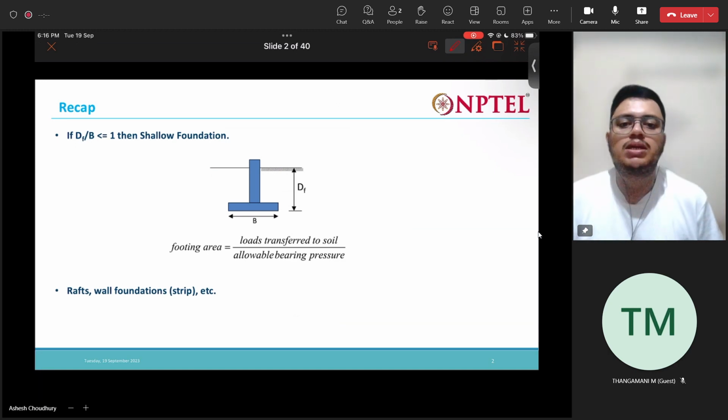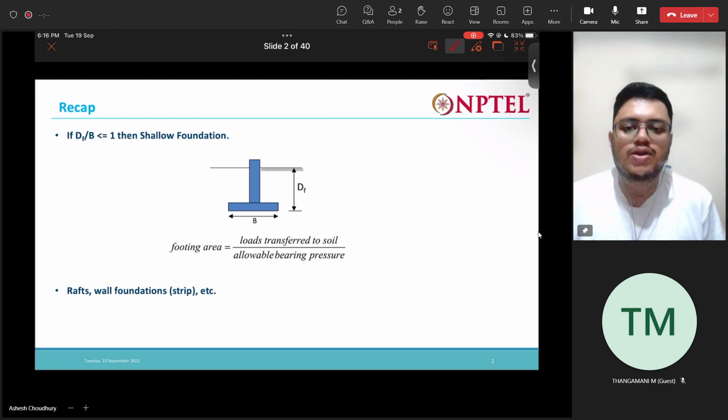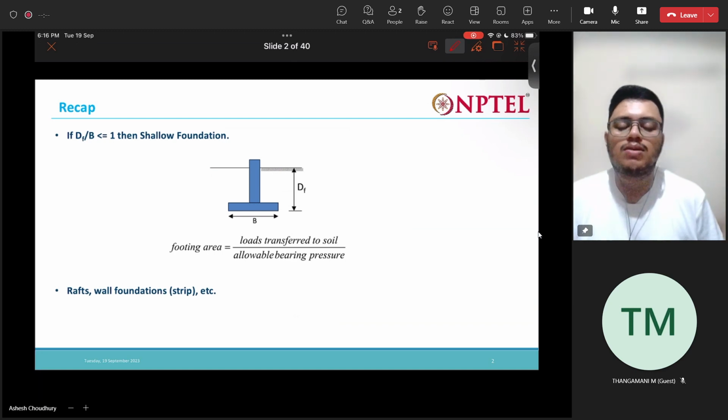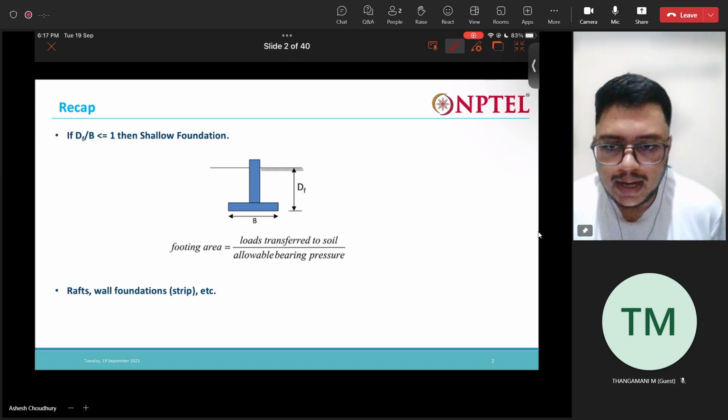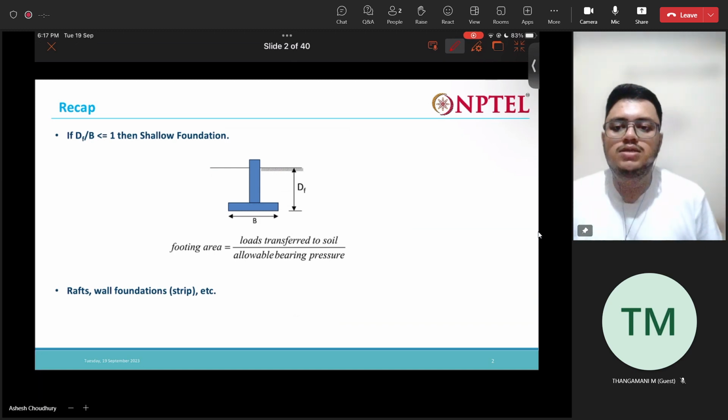And what are deep foundations? Deep foundations are those for which the depth to width ratio is greater than 1, where the depth is much larger than the width. The most common type of deep foundation is piles, then caissons. Those are our deep foundations, right? So, in the case of shallow foundations, how do we calculate the footing area?